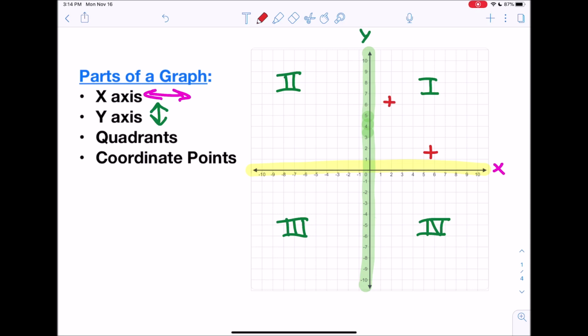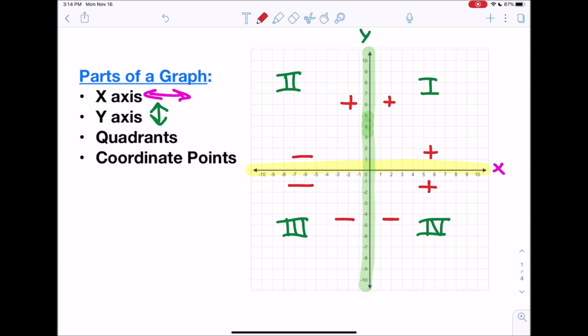But in quadrant 2 you'll notice that the x's are negative and your y's are still positive. And then in quadrant 3 you have negative x's and negative y's. And in quadrant 4, you have positive x's and negative y's. And you might think, okay, so what's the point of knowing that? Well, that takes us to the coordinate points.